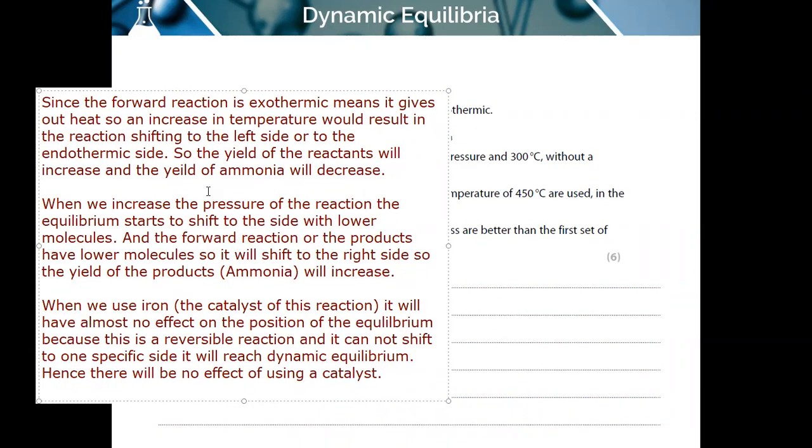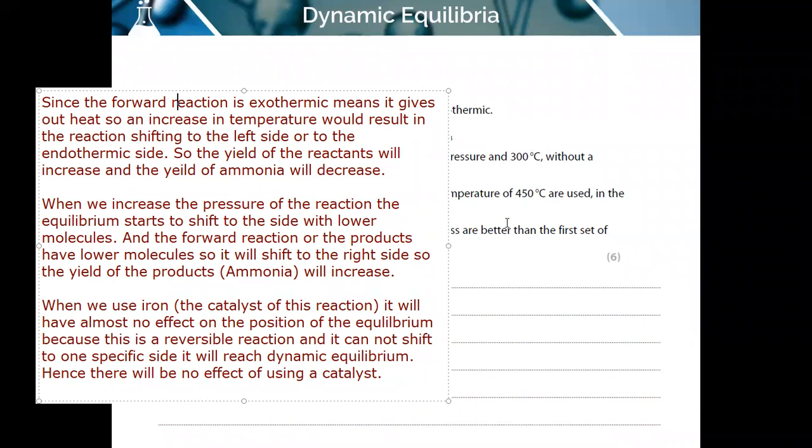According to what you said, the yield of ammonia will decrease. So why is it better to use 450 degrees centigrade over 300 degrees? Higher temperature is decreasing the amount of ammonia. So why is it better? That's what they're asking you. Why are the conditions of the Haber process, which use 450, better than what they said above, when 450 will decrease the amount of ammonia?